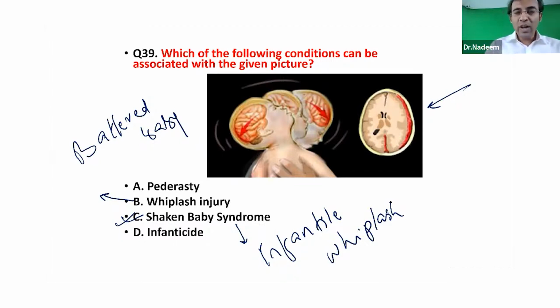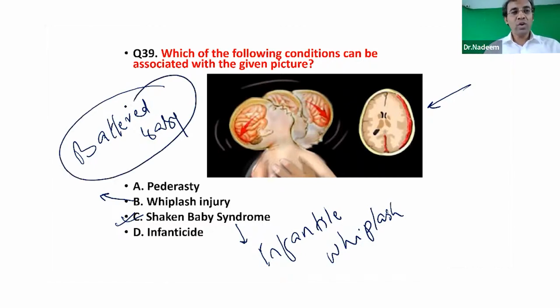So when you see child abuse? Whenever you see different wounds of different ages, and whenever there is a discrepancy between the history given by the parents and the nature of the wound, that is called child abuse. Battered baby syndrome. Also, shaken baby syndrome or infantile whiplash syndrome.